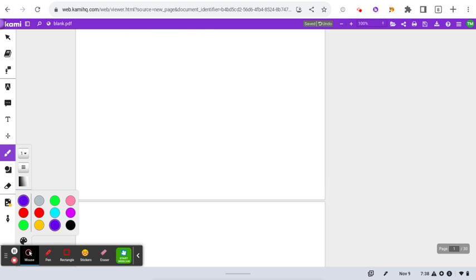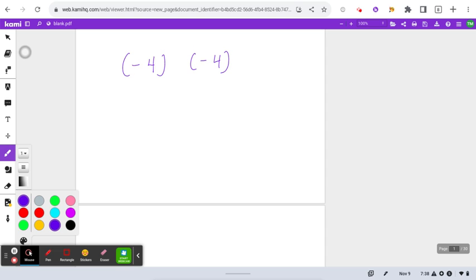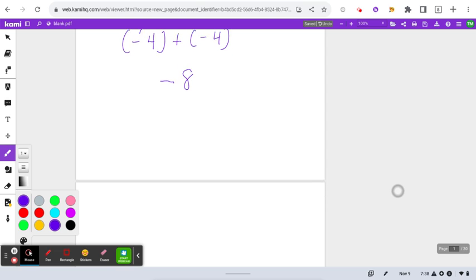For the next one, if you had negative 4 plus negative 4, they're both negative and you're adding them together. So the answer is going to be negative because you're adding two negatives together. So this one would be negative 8.